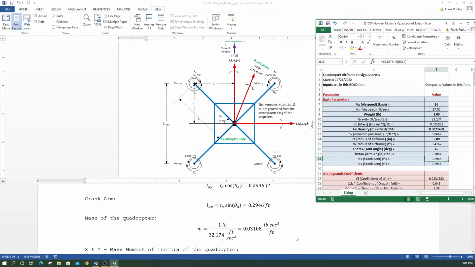Another important parameter is the mass. The mass of our quadcopter is 1 pound. Over here we have our weight is 1 pound. But we need to get that not in pound units, but in units of pound second squared per foot. So we have to divide it by the gravitational constant over here. And so we do that, and we get 0.03108 pound second squared per foot, which gives the mass in the right units that we need to work in.